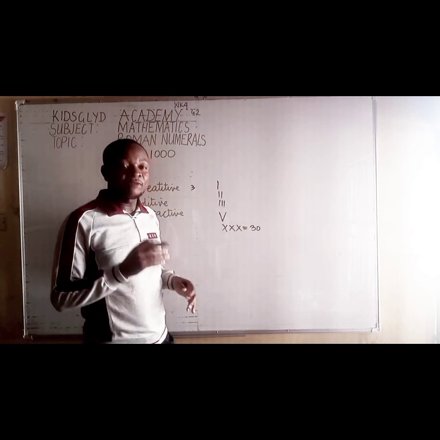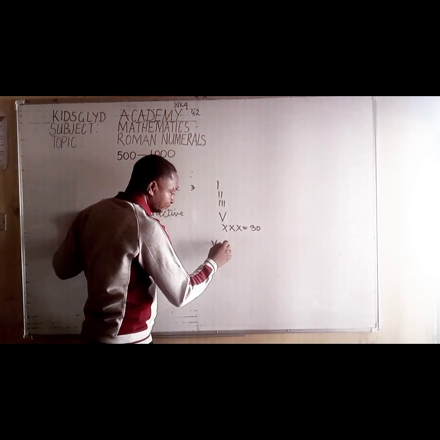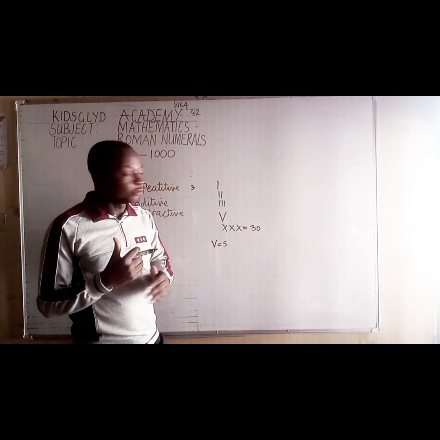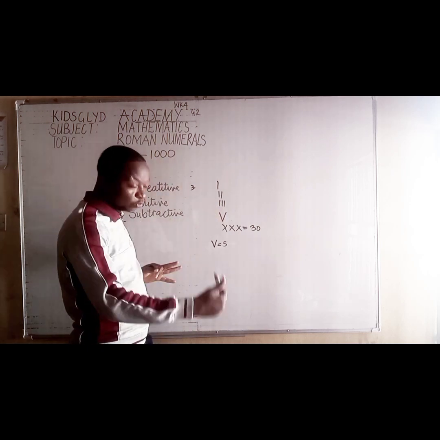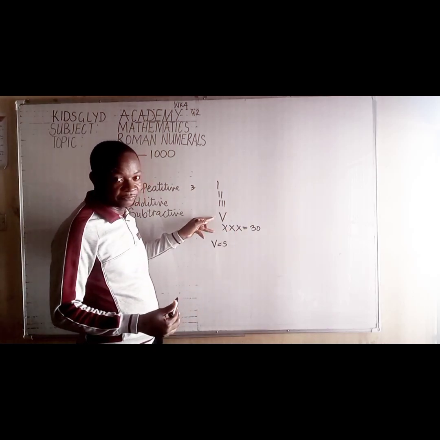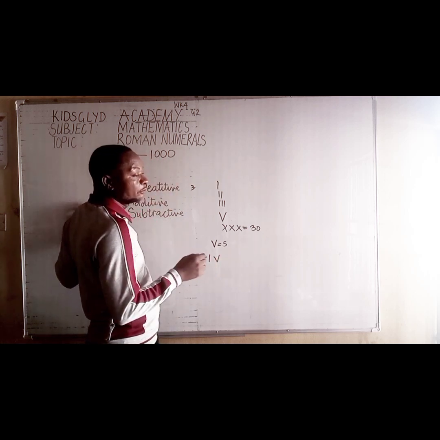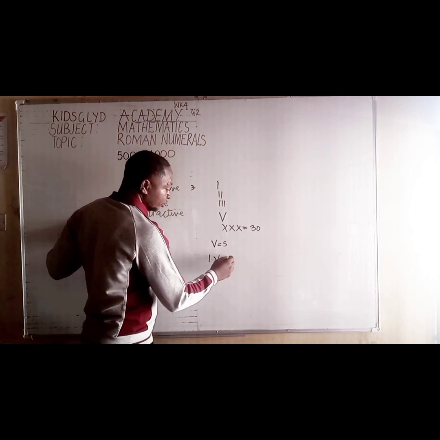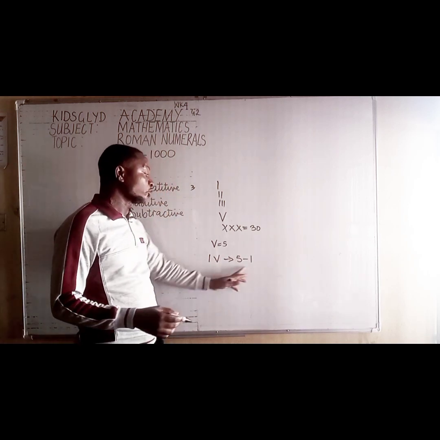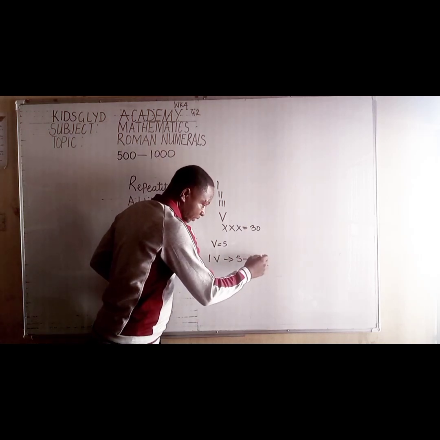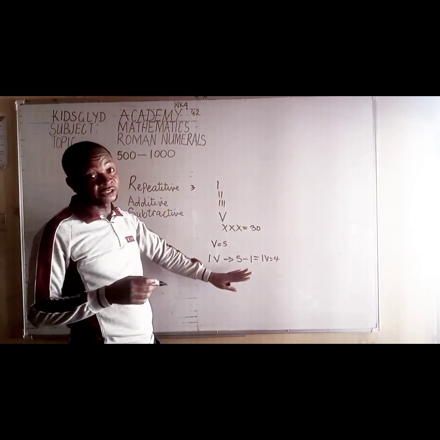The additive rule says that whenever a bigger number, like the ones we have on the board, V is 5. Now, if we want to write 4, we know that our repetitive rule ends only in 3. We won't need to write 4 I's. If this is 5, and 1 comes before 5, that means we'll subtract 1 from 5. That gives us 5 minus 1, because 1 is in front of 5. This will give us IV, which is 4. This is what the subtractive rule says.